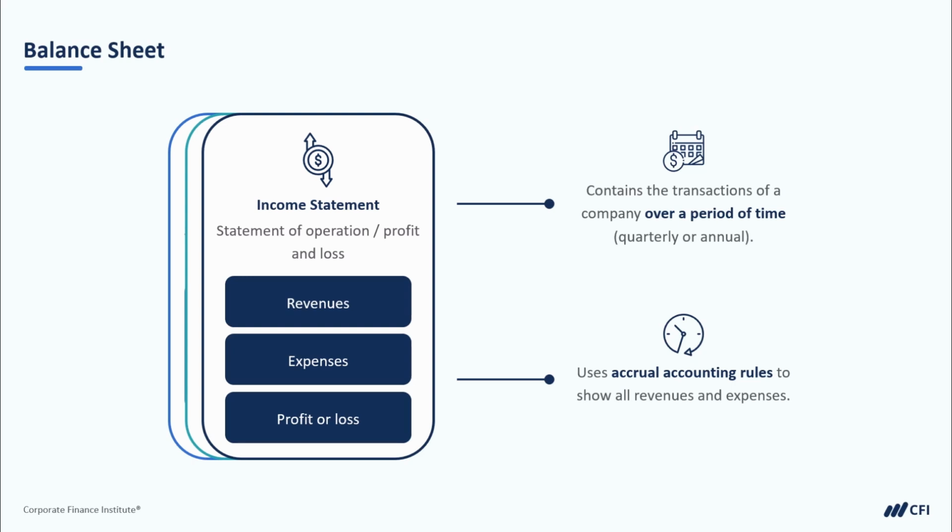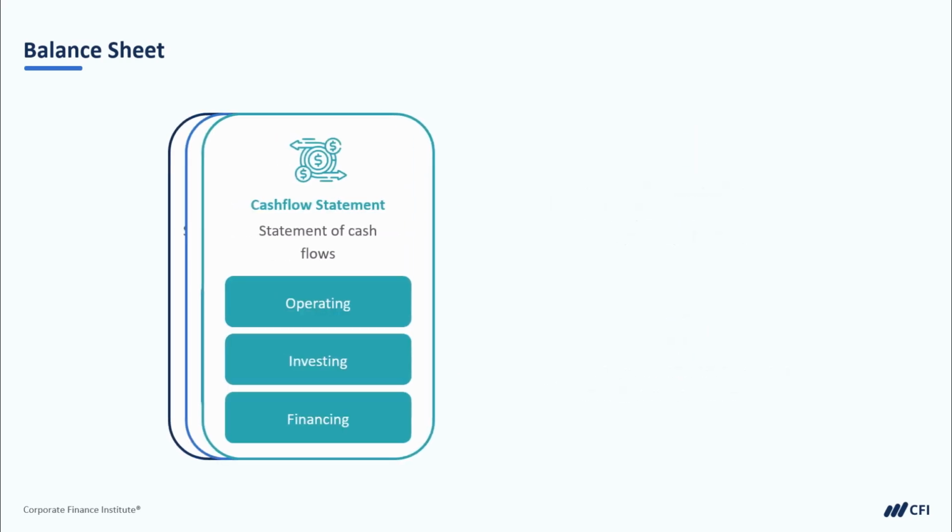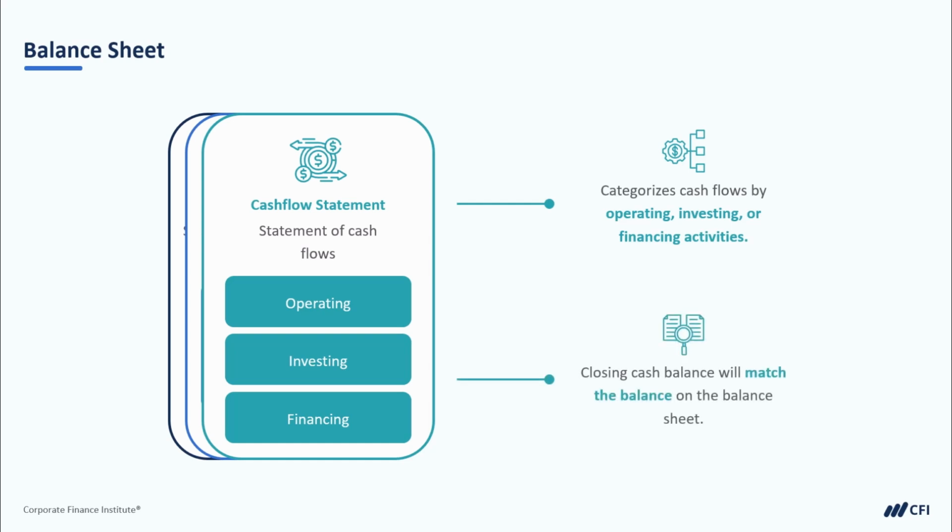Which brings us to the third statement, because while accrual accounting is very useful, it doesn't necessarily capture when a company is receiving that cash or when a company is spending that cash. Therefore, we have the statement of cash flows, and this financial statement categorizes cash flows by operating, investing, or financing activities. And you know this, but I'll just remind you, the closing cash balance on the cash flow statement must match the balance on the balance sheet.